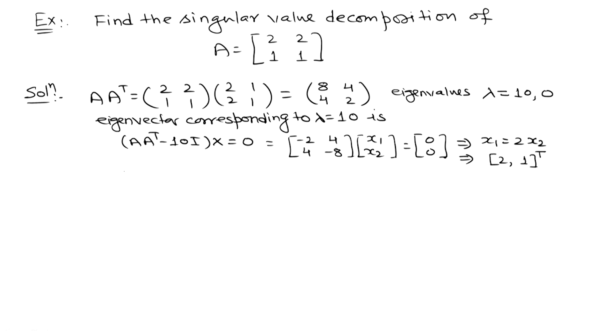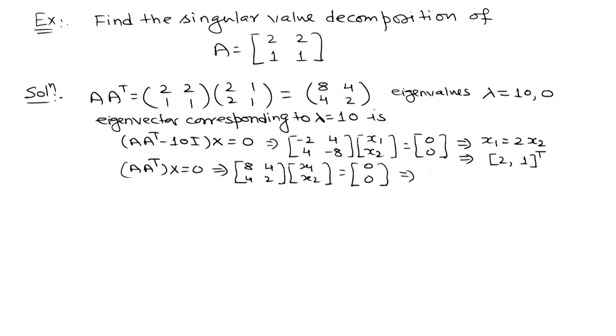Similarly, the eigenvector corresponding to lambda equals 0 will come from (A into A transpose minus 0 I) into x equals 0. So, this gives me 8, 4, 4, 2 times x1, x2 equals 0, 0. So, it means 2 x1 equals minus x2. So, from here the eigenvector I can write, if I take x1 as 1, is (1, minus 2) transpose.